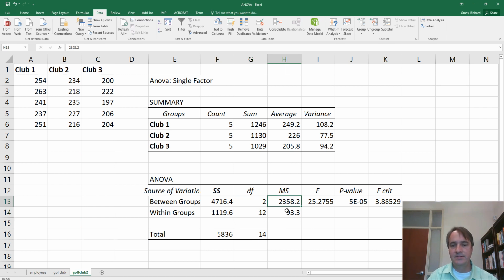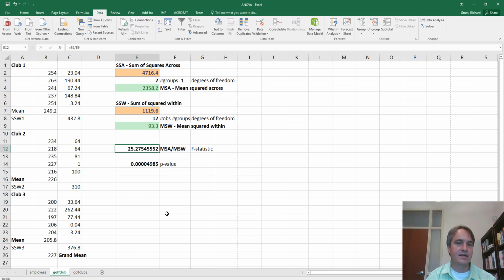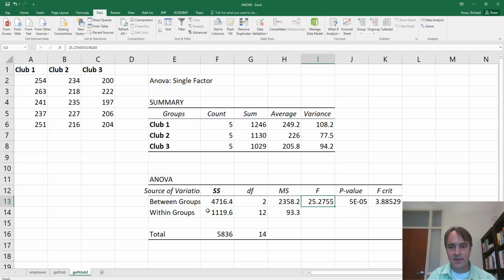Then the mean squared is just the sum of squares divided by degrees of freedom, for here as well as here. And finally, the F statistic is just this divided by this. They got an F statistic of 25.27, and if we come back here, we see that's exactly what we had also. Our p-value was something very small with a bunch of zeros and then a 4, and if we zoom in to here, we see that's the same thing that they got there.